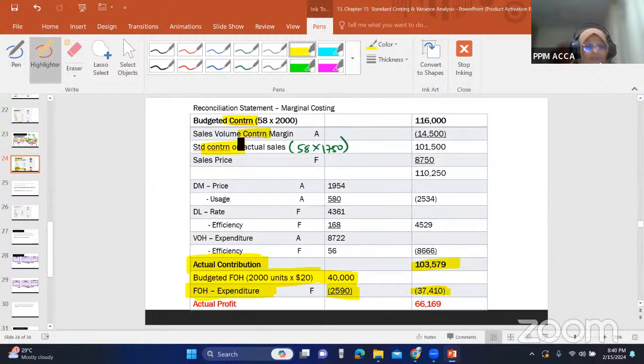Right, so you can take this down. One more thing I have to say is, this actual contribution we have calculated is a very important figure. If you're a management accountant doing marginal costing, you will take a lot of decisions based on this actual contribution figure. In the next slide you will see a situation where you won't have this actual contribution. I'll talk about it. But just remember that this actual contribution can be used to take a lot of decisions.